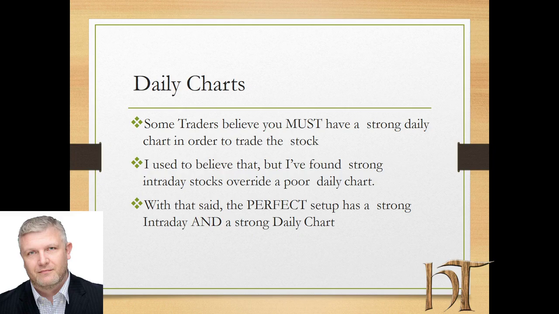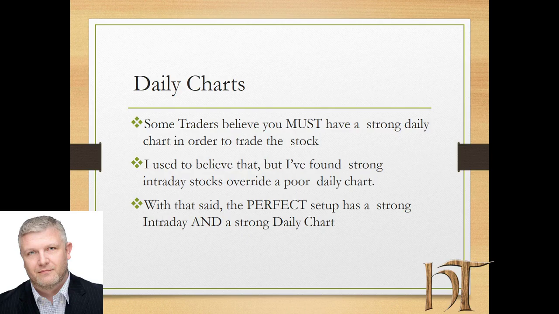So in a perfect world, the perfect setup is going to have a strong intraday chart and a strong daily chart. But I'm willing to take trades on stocks that have a really good intraday catalyst, like earnings, news, etc., but have a weaker daily chart, to take advantage of the momentum intraday.